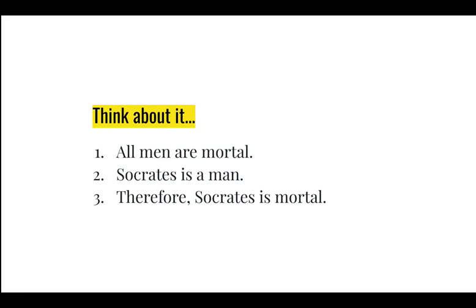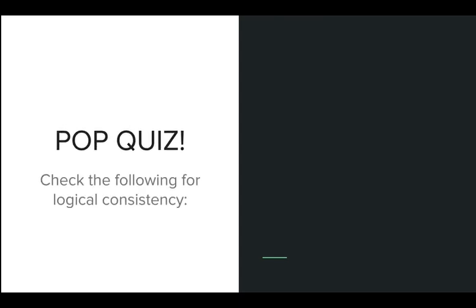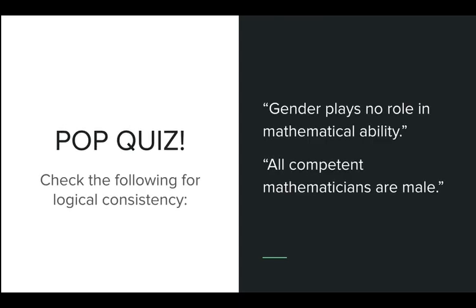Before I move on, I really want to give you a quick pop quiz just so you see how this goes. I love doing this kind of stuff, by the way. So let's just make sure you have this idea down. Check the following for logical consistency. So here are your statements. 1. Gender plays no role in mathematical ability. 2. All competent mathematicians are male.